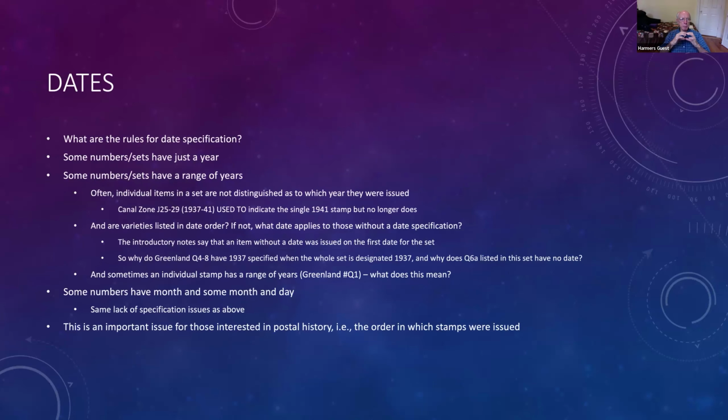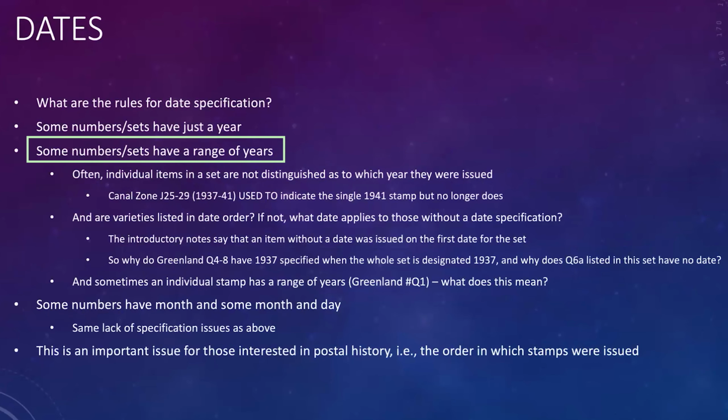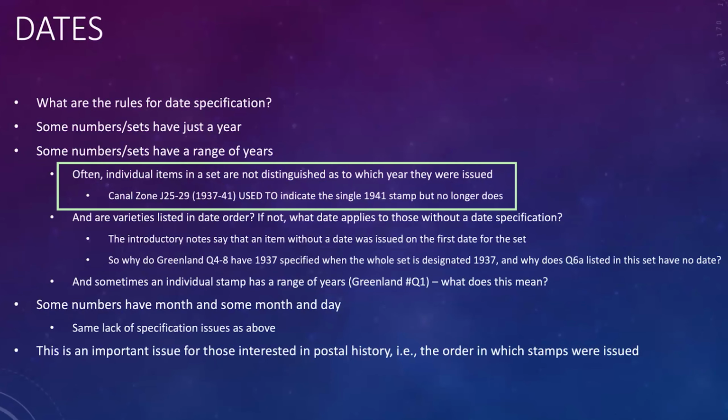Dates: what are the rules for date specification? Some numbers and sets have just a year. Some have a range of years. Quite often, individual items in a set that has a range of years are not described in terms of which year in that range they were issued. For example, Canal Zone, 1937 to 41 postage due issue. In the album pages I had and in the original Scott catalogs, they indicated that I believe it's J29 was the one that was issued in 1941, and the others were all 1937.